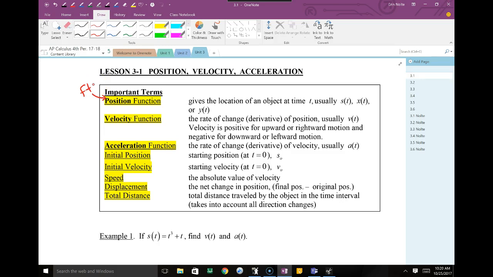The velocity is simply the derivative of the position function. So velocity is the derivative of the position function. You can say v of t is equal to the derivative of position. For some reason they like to use s. I have no idea why they use s. Standard position, maybe. Anyways, you derive it.